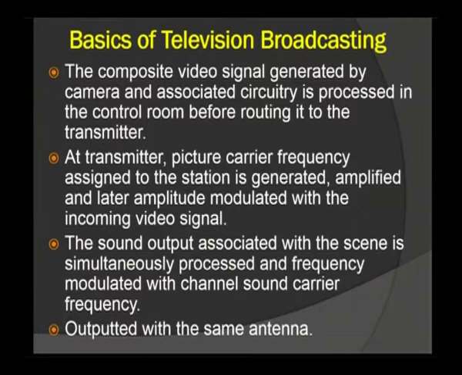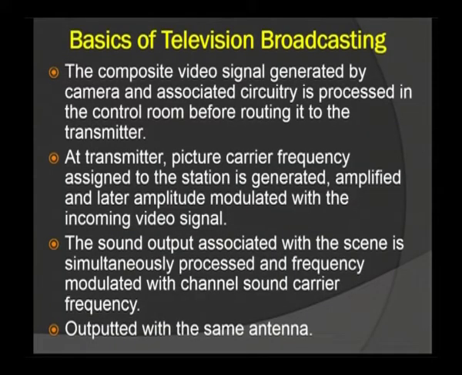So, up to the camera, the main room, the captured signal is recorded in a camera and sent to the camera control monitor room. In the camera monitor room, the mixing, editing and audio quality are all checked, and it is sent to the signal amplifier, where the signal is amplified and modulated, and sent with a particular carrier signal. With a particular carrier signal, it is transmitted. So, this is what a television broadcasting system has.